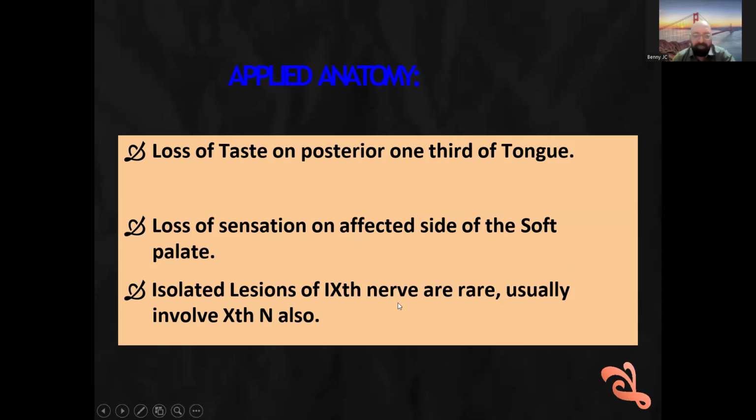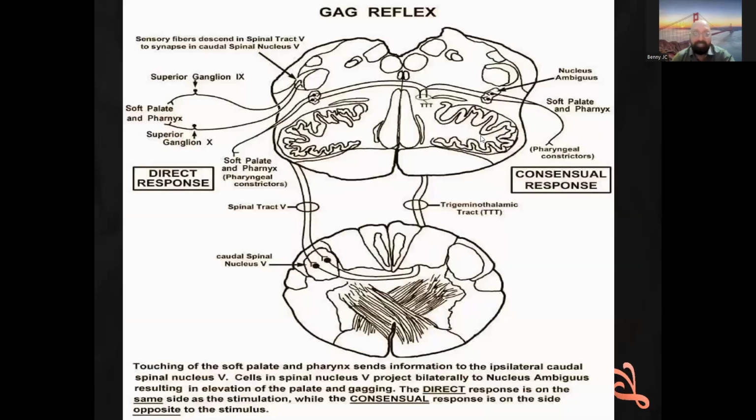As I just mentioned, ninth nerve lesions are kind of rare by themselves, usually accompanied by the vagus, the vagoaccessory complex, and all that. So that is important. Another important aspect is the gag reflex. The gag reflex is basically carried by the glossopharyngeal nerve. So that is, we know the soft palate.